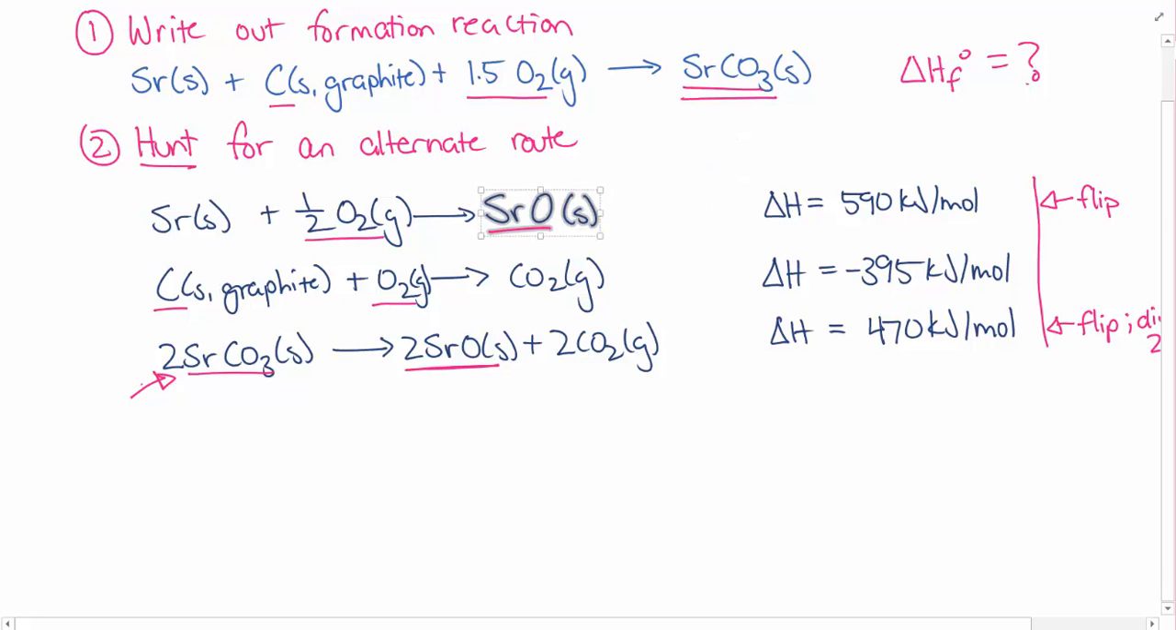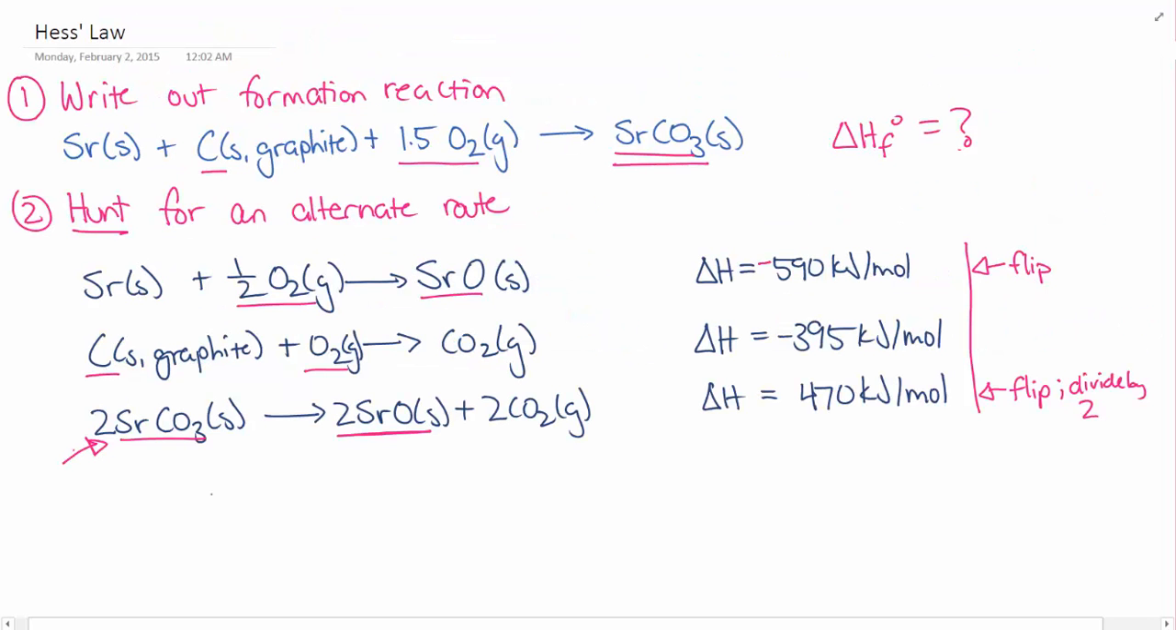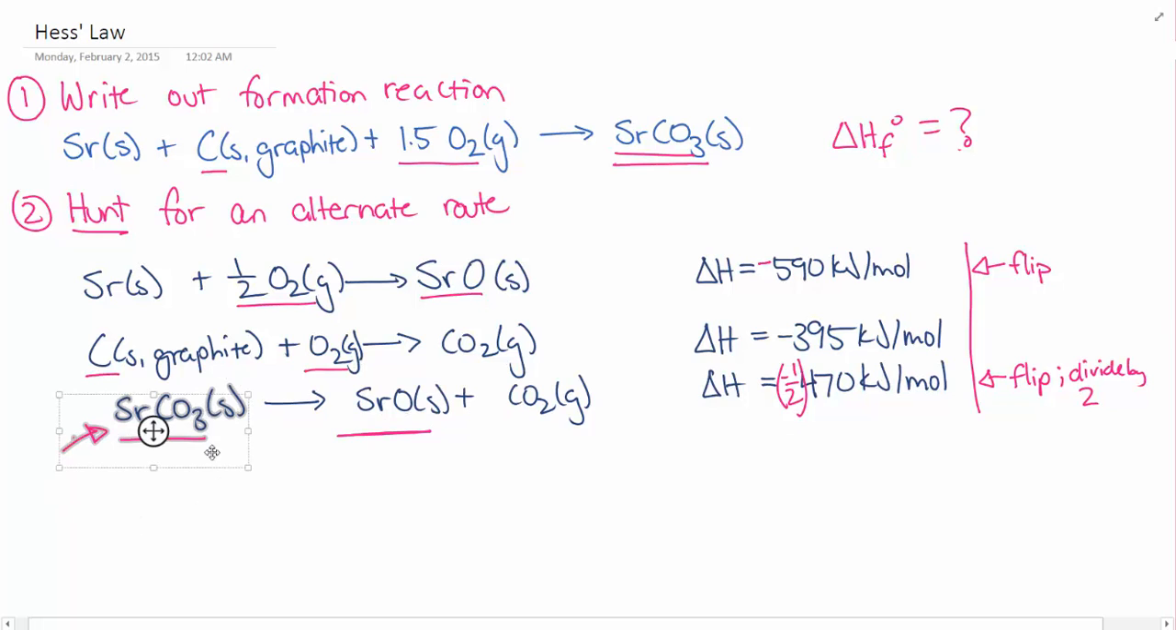And because I flipped it, I need to change the sign of delta H, so I'll put a minus sign there. The next reaction down we don't need to do anything with, and the bottom reaction we need to both flip and divide by 2. So if we're going to flip and divide by 2, that means I'm going to multiply this by -1/2. First I'll divide by 2, so I'm just going to get rid of all the 2's here, and then I'm going to flip the reactants and the products.